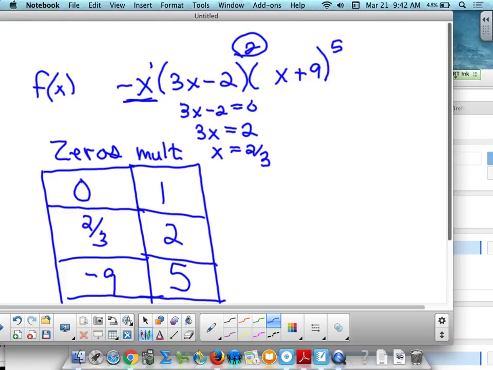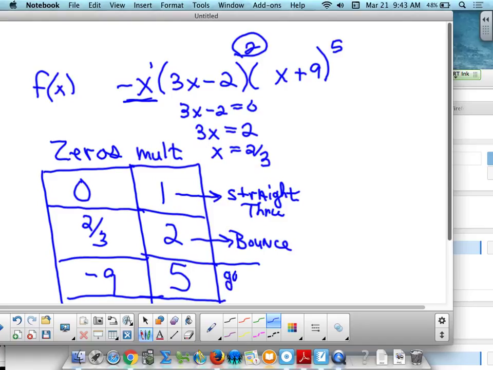Good? Next, the effect on the graph. What would it do if it was 1? Multiplicity of 1 goes straight through, just like a line. How about 2? It's going to bounce off the x-axis. How about 5? Okay, it goes through, doesn't it? Yeah, for sure. Goes through how? This would be very flat.